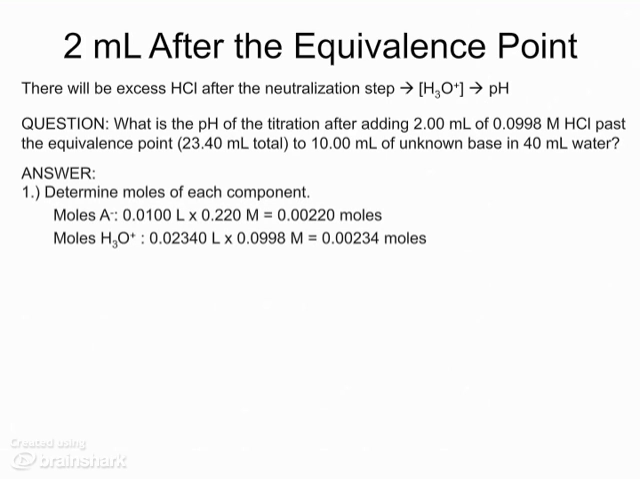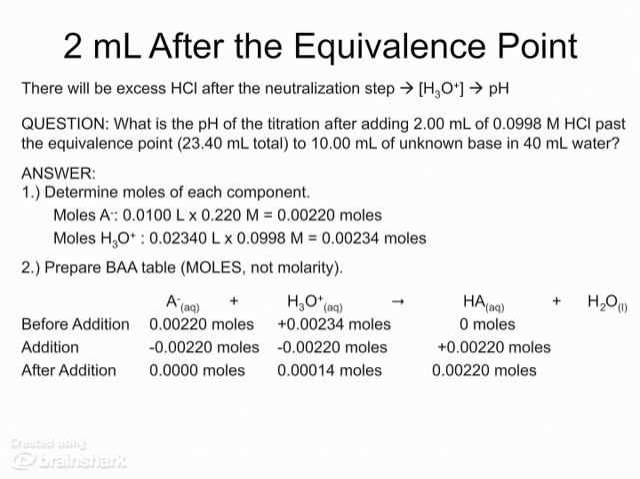So first we determine the moles of each component. So we have 10 milliliters of our base, so we get 0.0022 moles, and 23.4 milliliters of our acid times the 0.0998 molar, and we get 0.00234 moles. Now we use our BAA table.